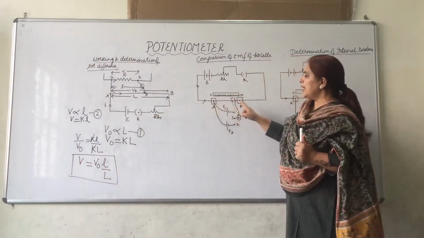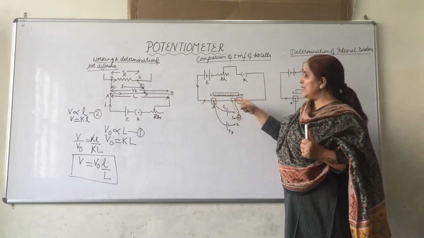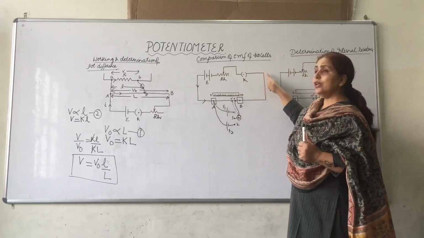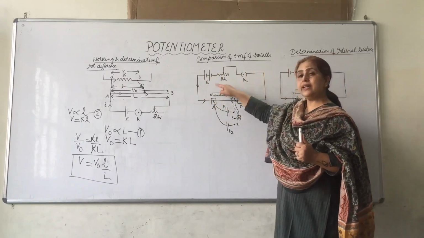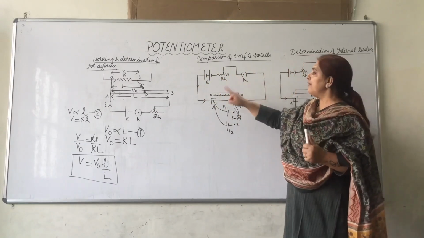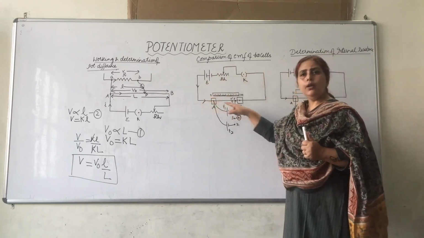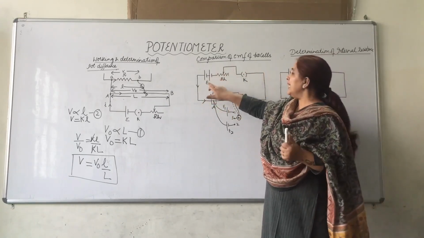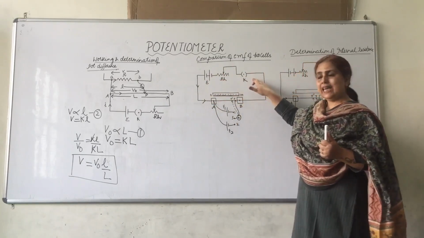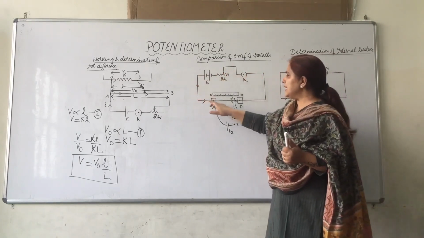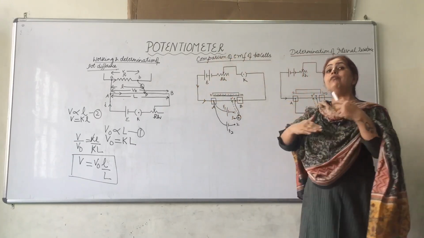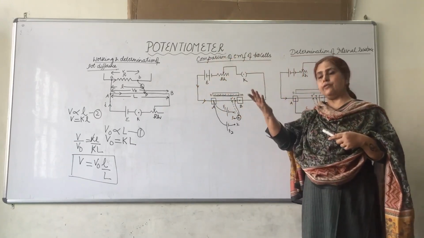See, these two points A and B, this wire is the potentiometer wire. By now you already know that this is the auxiliary circuit, or the primary circuit, which is giving constant current to the potentiometer wire. Now this is the cell E or battery E, rheostat and key K. This is the primary circuit.